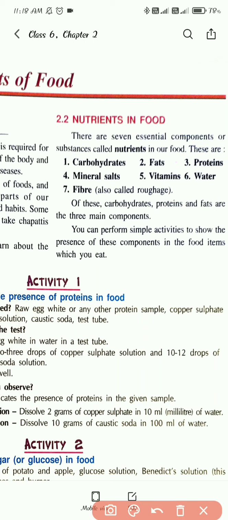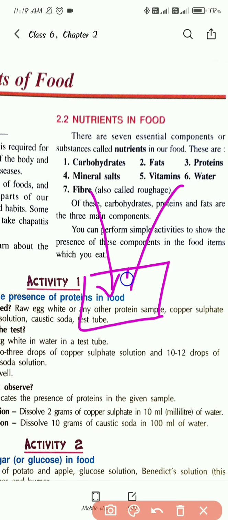So we have learned that there are 7 nutrients in our food. Now you can perform simple activities to show the presence of these components in the food items you eat. In all the food items, suppose there's a bread. If you go and check the bread, will you see these components with your naked eyes? No, these components cannot be seen with your naked eyes.